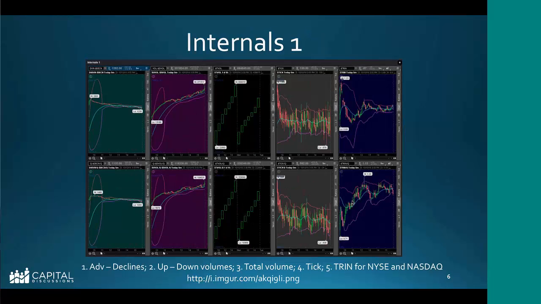Okay, now we get to the internals on a daily basis. Same exact format, right? Top row, I use the New York Stock Exchange, bottom row, the NASDAQ. And here, again, I use my Bollinger Bands, but this is going to be a much shorter chart. This is a 5-minute chart. And what I'm looking at is advancers minus decliners.